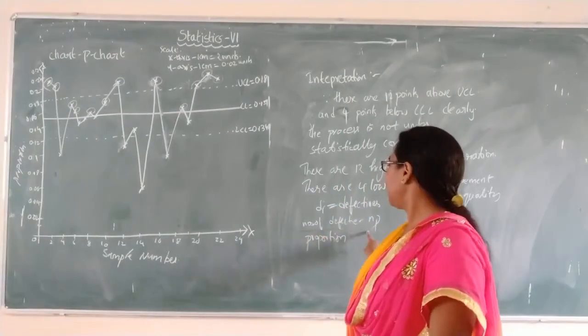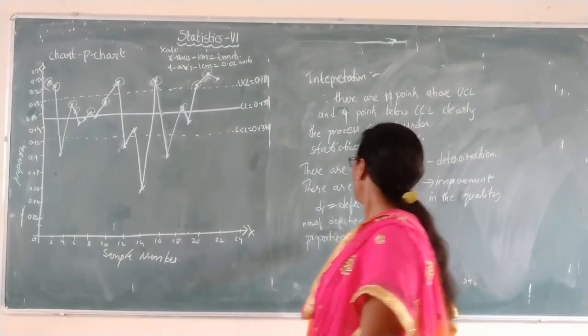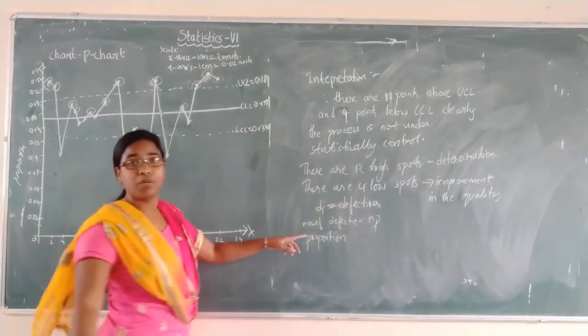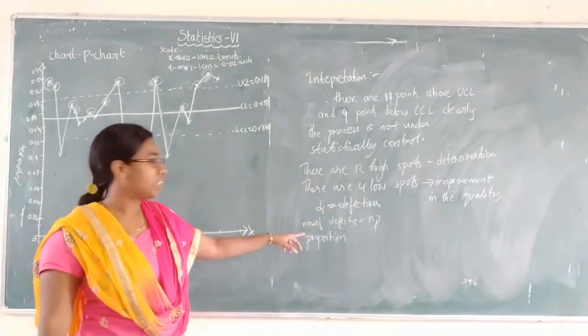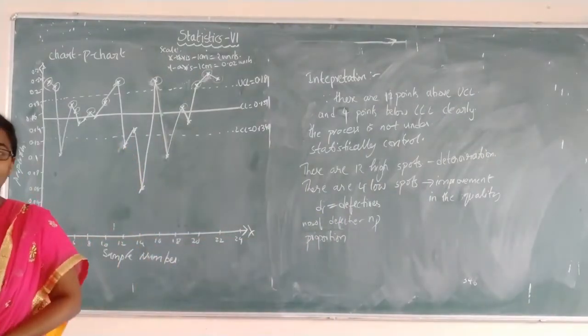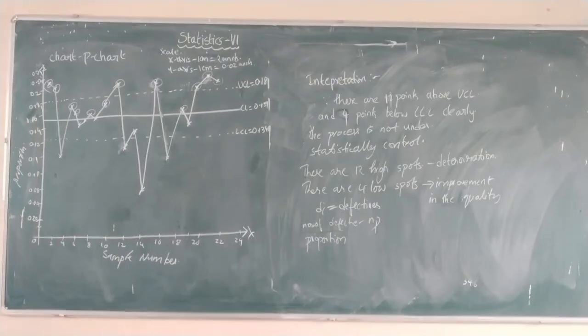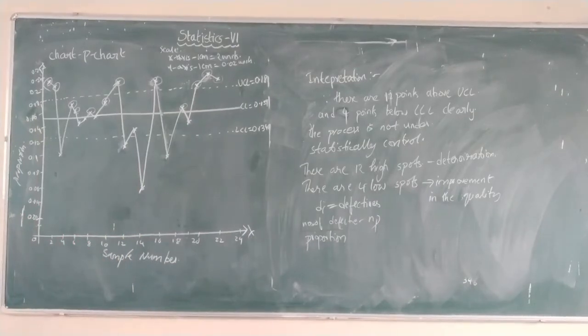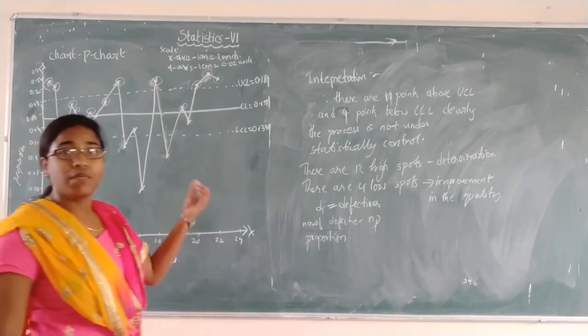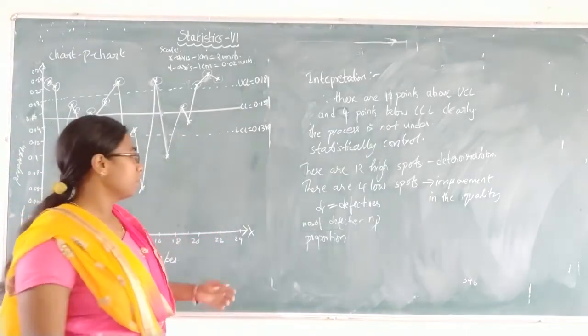If they are saying number of defectives, you will be using the NP chart, and if they are saying proportion of defectives, you will be using the P chart. So depending on your question, you have to choose which type of chart is suitable for your problem.